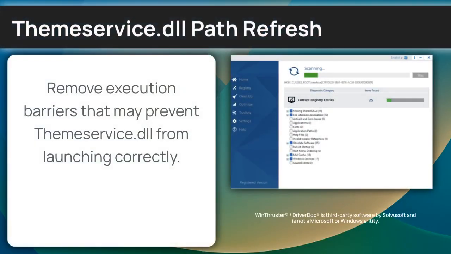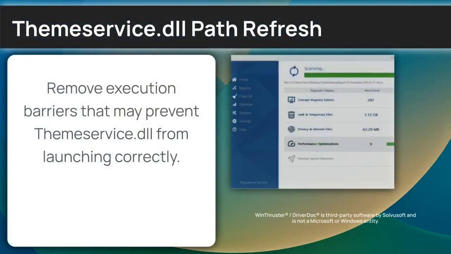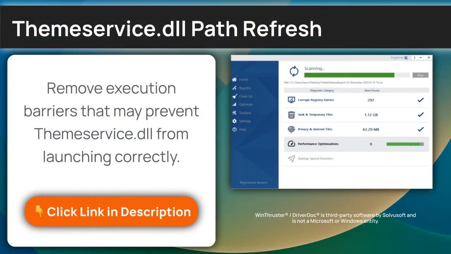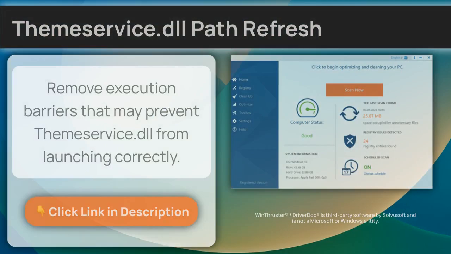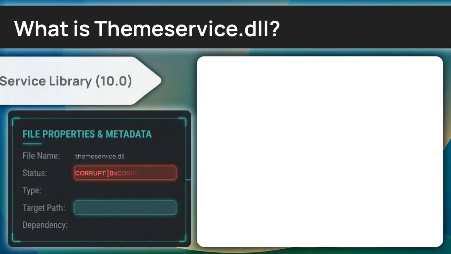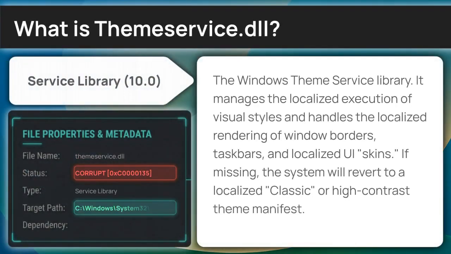To start the walkthrough for Themeservice Library, you can follow my technical guide or use a utility designed to optimize your system configuration. This is the Themeservice Library, the Windows Themeservice Library. It manages the localized execution of visual styles and handles the localized rendering of window borders, taskbars, and localized UI skins. If missing, the system will revert to a localized classic or high contrast theme manifest.